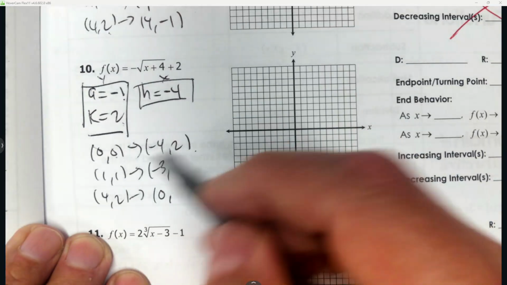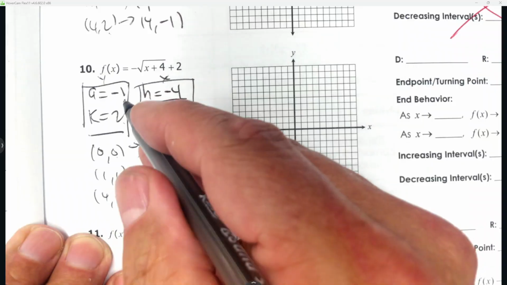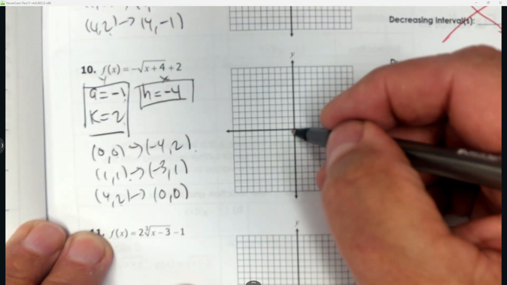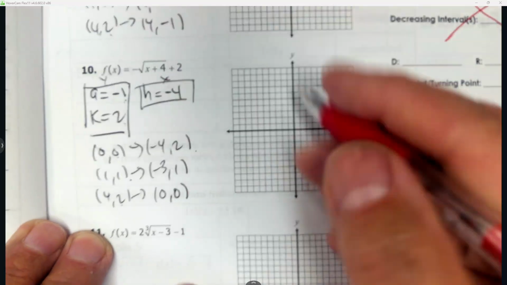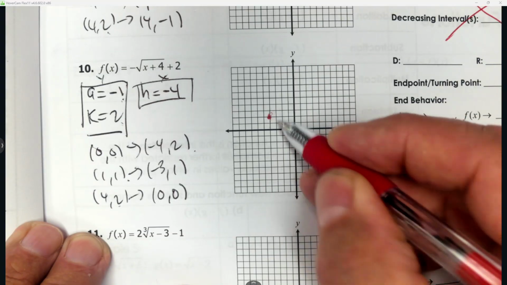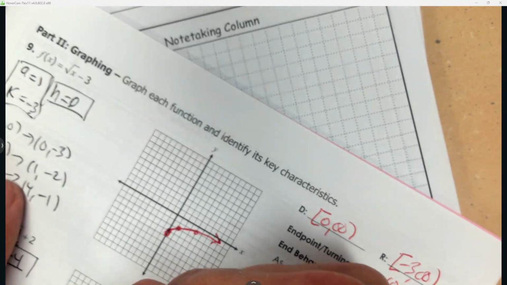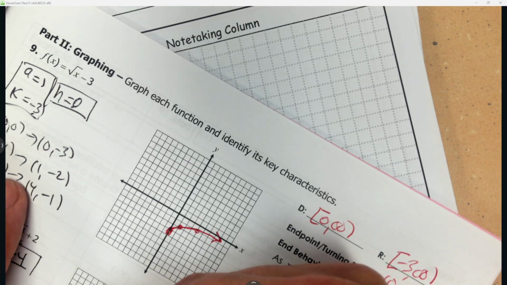So 0 times -1, add 2. 1 times -1, add 2. And then 2 times -1, add 2. And you can see these are decreasing because a is negative. So we're going to go to -4 and +2. We're going to go to -3 and 1, and then 0, 0. So it's going down to the right. So you have a curved arrow going down to the right.